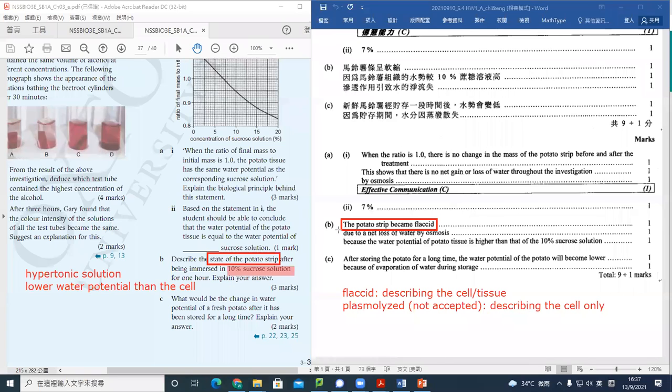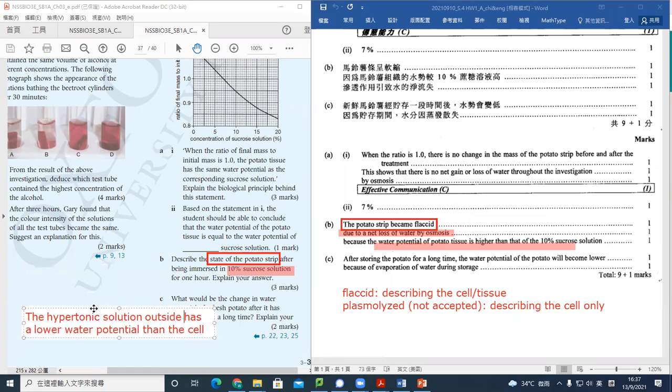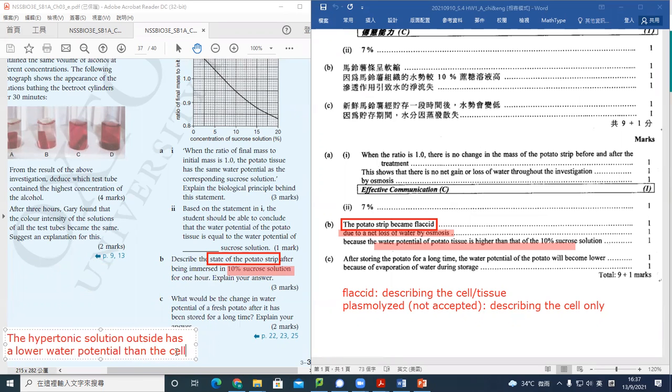And you can say that there is a net loss of water by osmosis because the water potential inside the tissue is higher than outside. Okay, the hypertonic solution outside has a lower water potential than the cell inside. Okay.